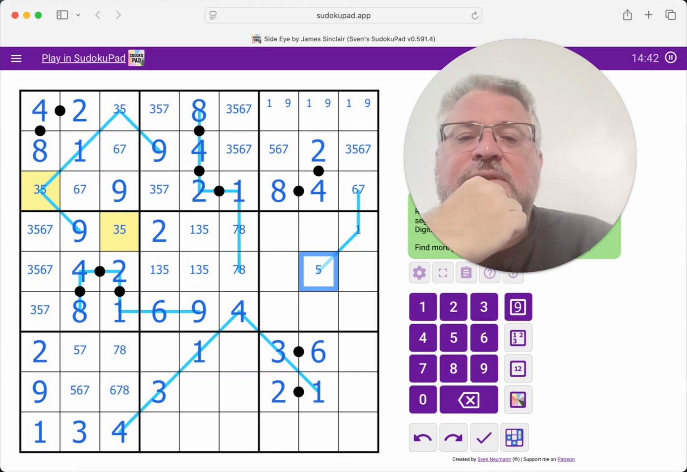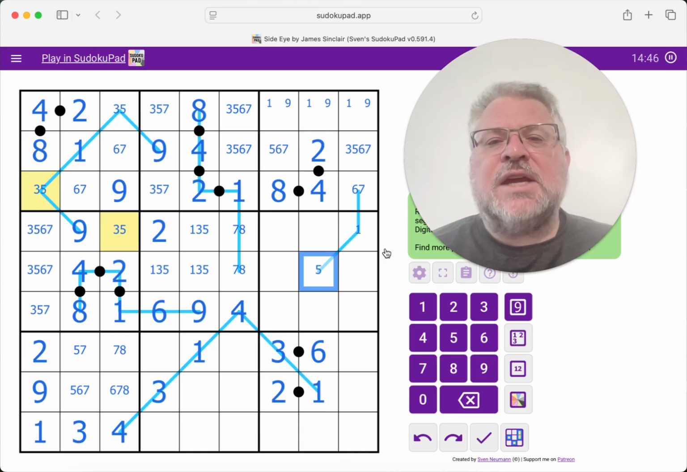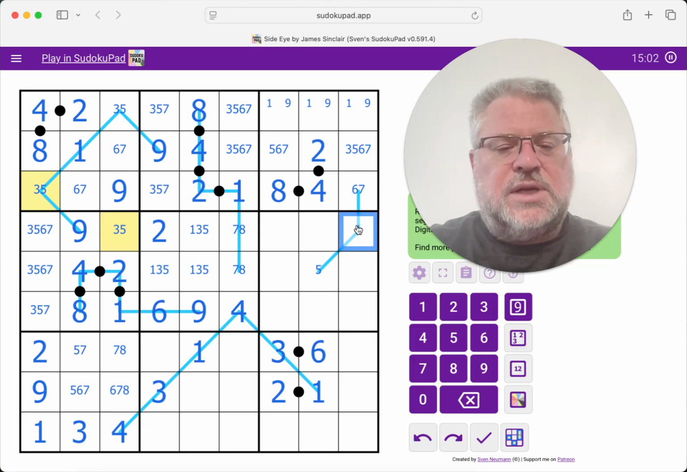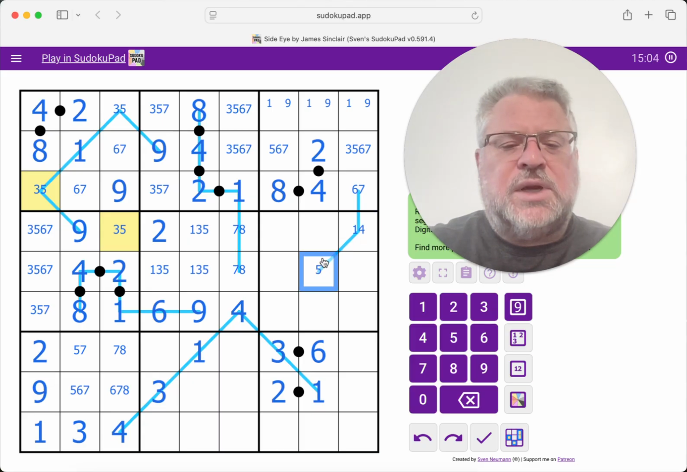If it is 7, there are 3 ways to make 7, I think. We could do 1, 6, which we can't do because this sees 1 and 6. Then we could do 2, 5, which we can't do because 2 sees both cells on this line. So it would have to be 3, 4. The 4 would have to be here, and this would be the 3.